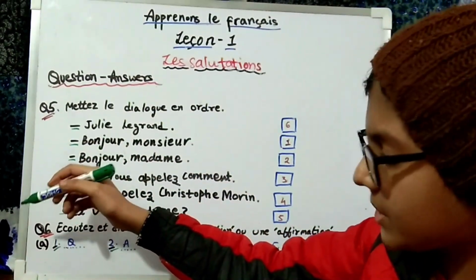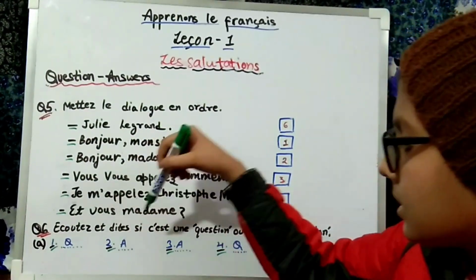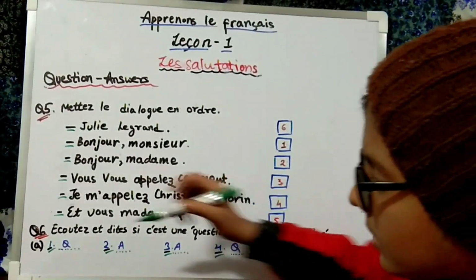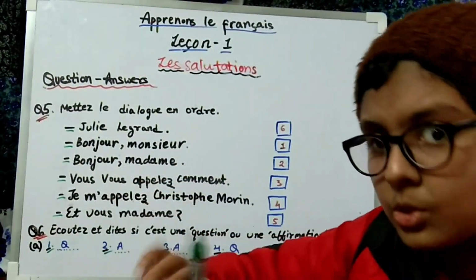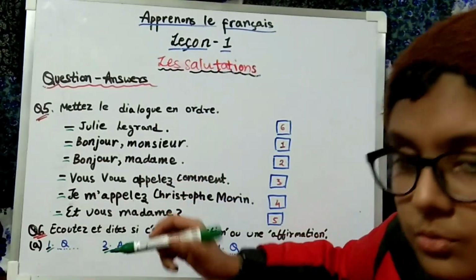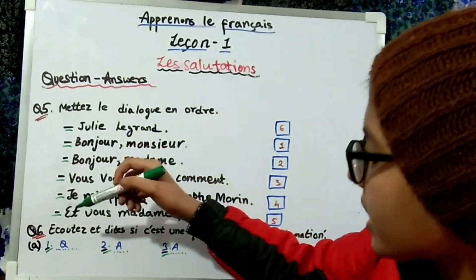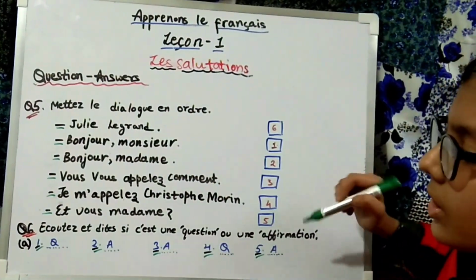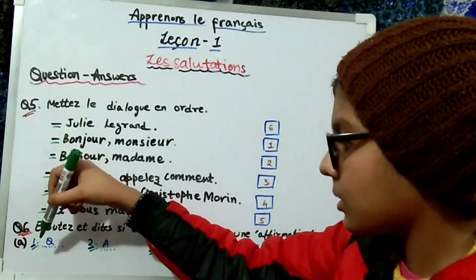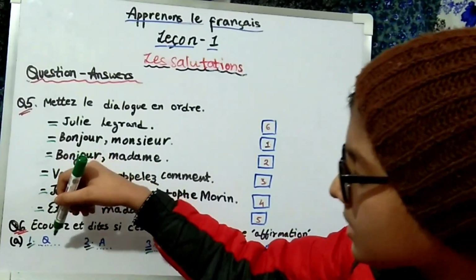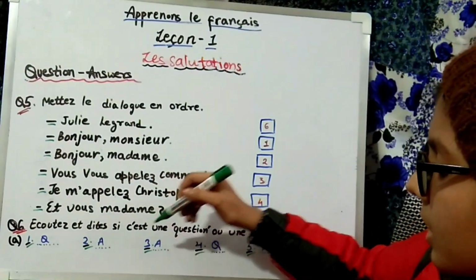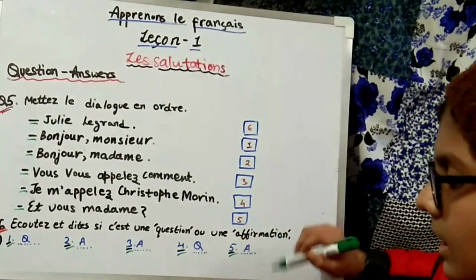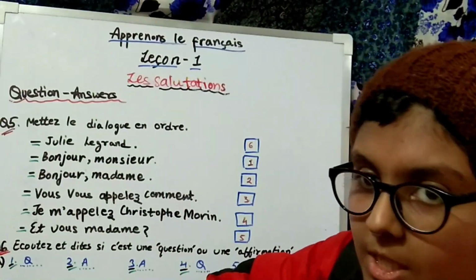Now going to question number 6, which is écoutez et dites si c'est une question ou une affirmation. So here I have written Q and A. Q denotes question and A denotes affirmation. The meaning of the question is: listen and tell if the sentence is a question or an affirmation. So it is part A, part 1 is Q, part 2 is A, part 3 is also A, part 4 is Q, and part 5 is A. Now going to part B of question number 6, let's go.